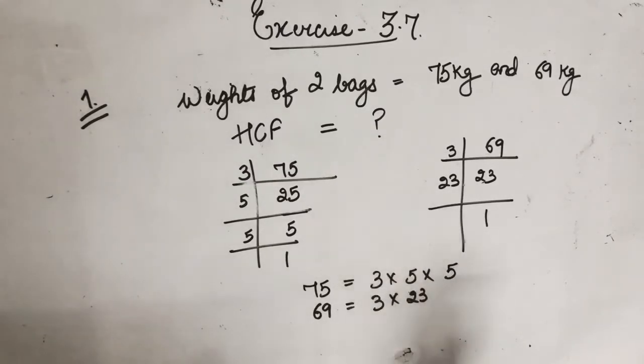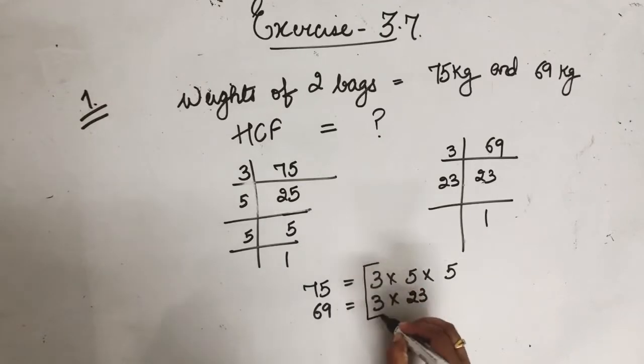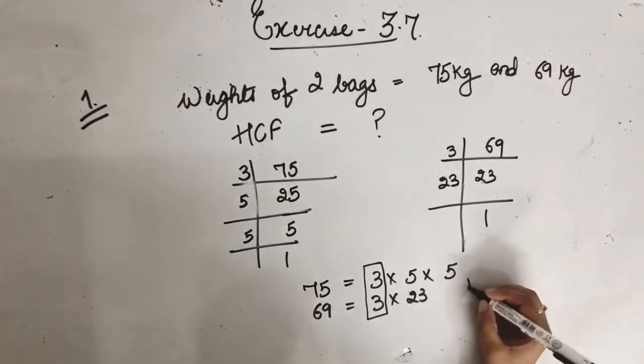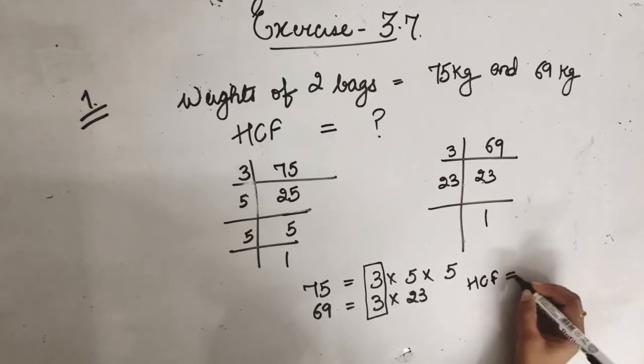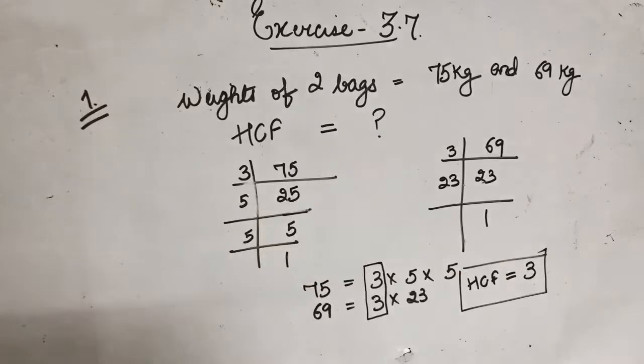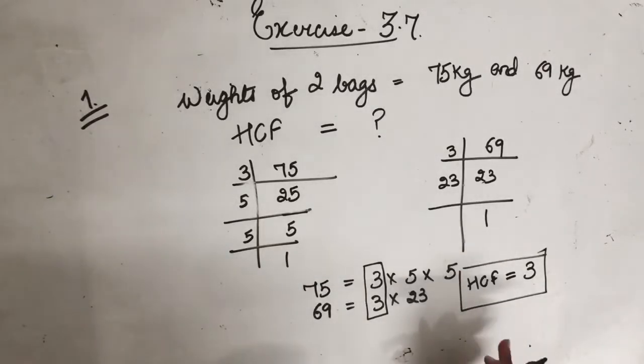So you have to find the common factor. So 3 is coming common in prime factorization of both the numbers. So HCF of these two numbers is 3. So at last you will write the maximum value of weight which can measure the weight of the fertilizer is 3 kg. The statement given in the question, the same statement you have to write at the end of the answer.